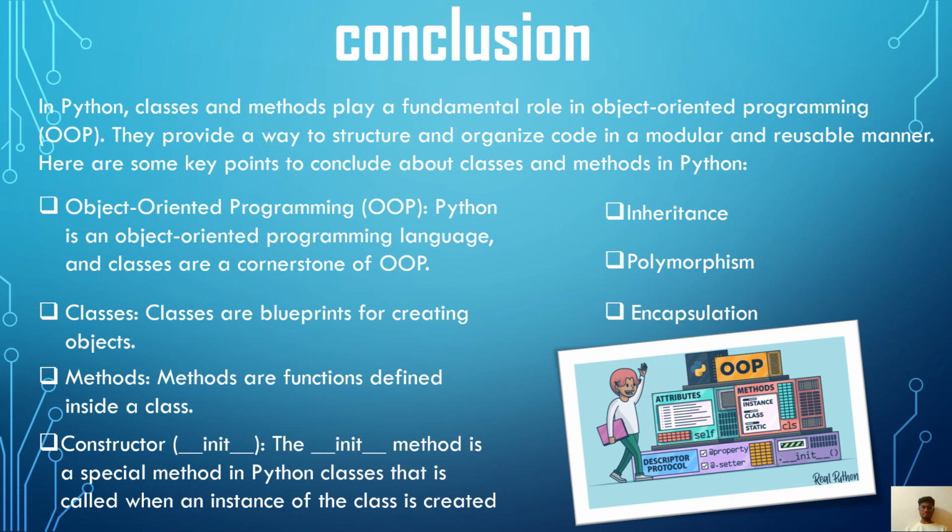Object-oriented programming: Python is an object-oriented programming language and classes are a cornerstone of OOP. Classes: classes are blueprints for creating objects. Methods: methods are functions defined inside a class. Constructor: the init method is a special method in Python classes that is called when an instance of the class is created.